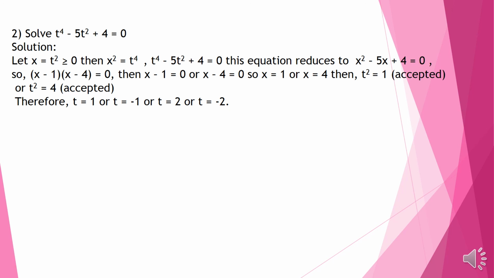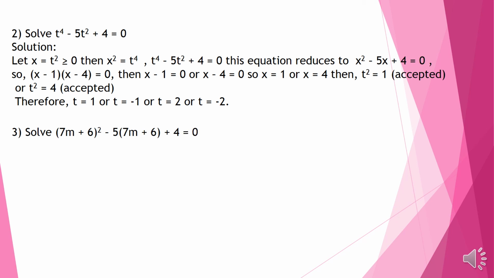T square equals 1, that means t equal 1 or t equal minus 1. T squared equal 4, that means t equal 2 or t equal minus 2. Why? Since radical t square equal radical 4, radical t square here is the absolute value of t equal 2. Absolute value t equal 2, that means t equal 2 or t equal minus 2. In this equation, we have 4 roots: 1, minus 1, 2 or minus 2.